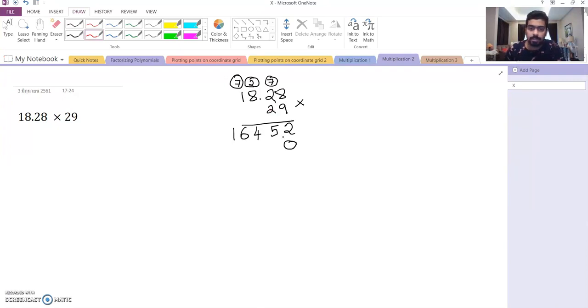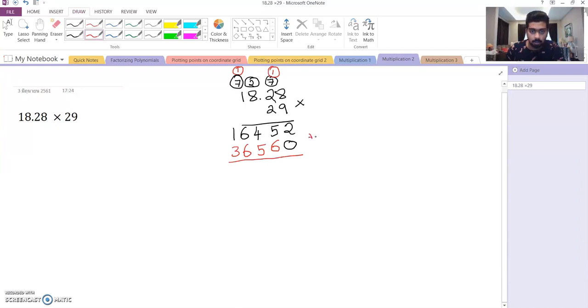2 times 8 is 16. 6 down, 1 carry over. 2 times 2 is 4. 4 plus 1 is 5. 2 times 8 is 16. 6 down, 1 carry over. And the last one, 2 times 1 is 2. 2 plus 1 would give us 3.